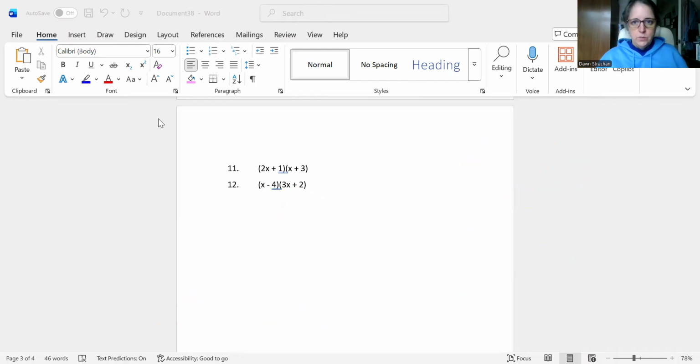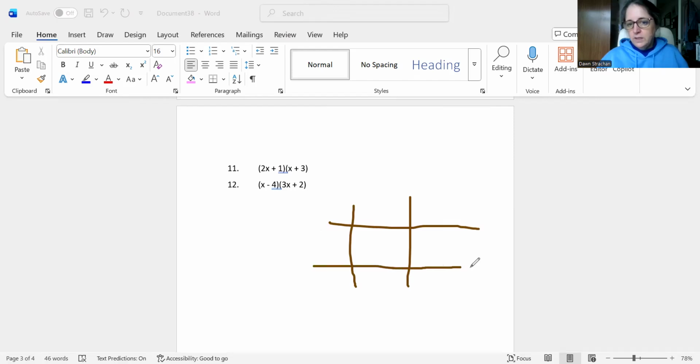Let's try the other method. Okay, so draw our noughts and crosses grid or our waffle. And we've got a 2x and a 1 and an x and a 3. Okay, so we'll start by doing 2x times 1x, which gives us 2x squared. And then I've got a 1 times x gives me 1x. 2 times 3 gives me 6x. And 3 times 1 gives me 3.